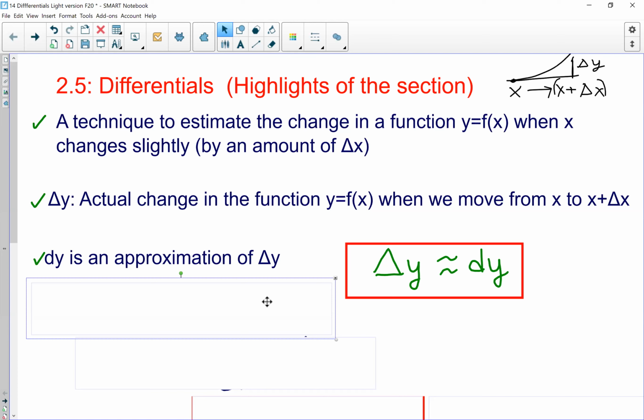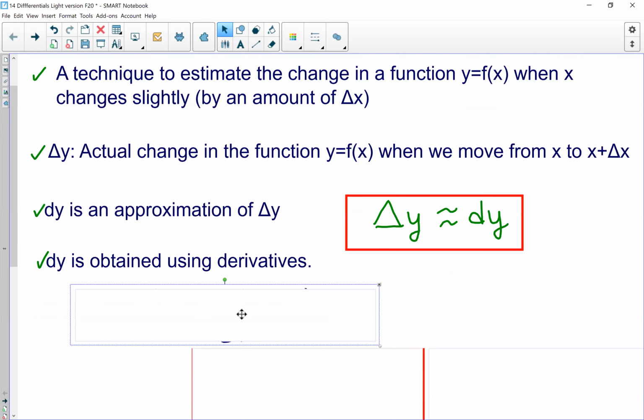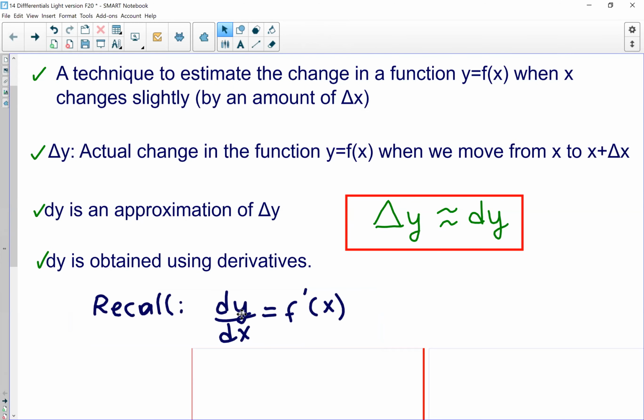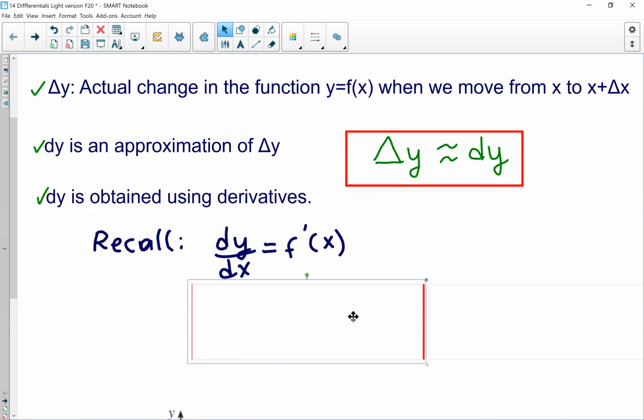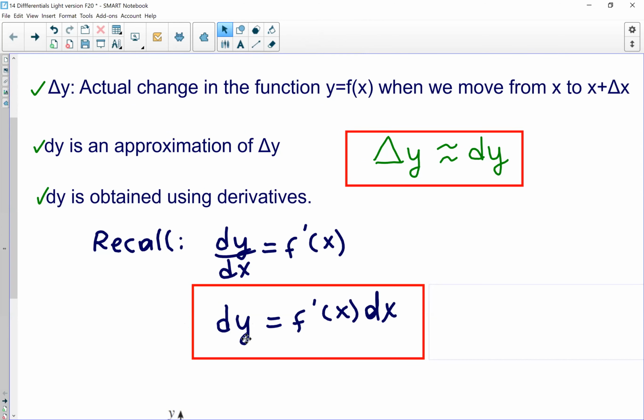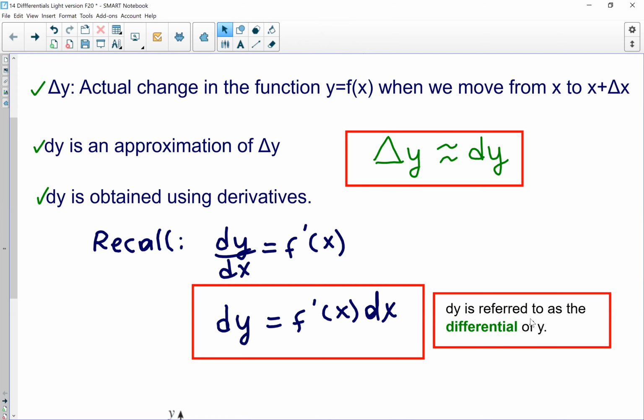And what is dy again? Let's first remember, we know that dy/dx equals f prime, right? So dy is a quantity that will be obtained using derivatives. And we know dy/dx equals f prime. That's a notation. So I want you to imagine for a minute what would happen if you were to multiply both sides by dx. dy would be equal to f prime of x times dx, right? So this quantity dy, which is f prime of x dx, is known as the differential of y, and it will be used to estimate the change in y. So just to summarize, dy is referred to as the differential of y.